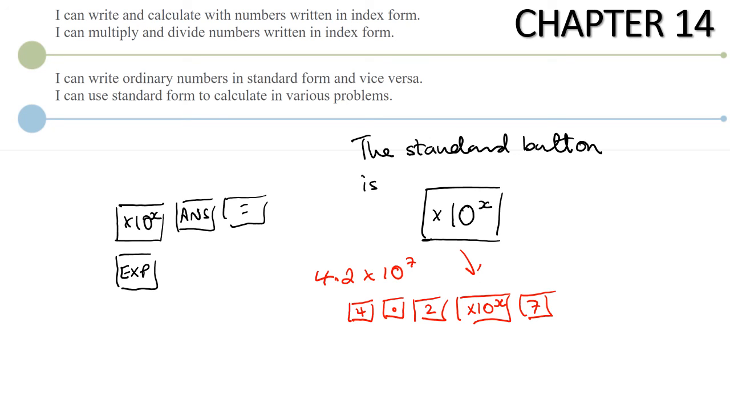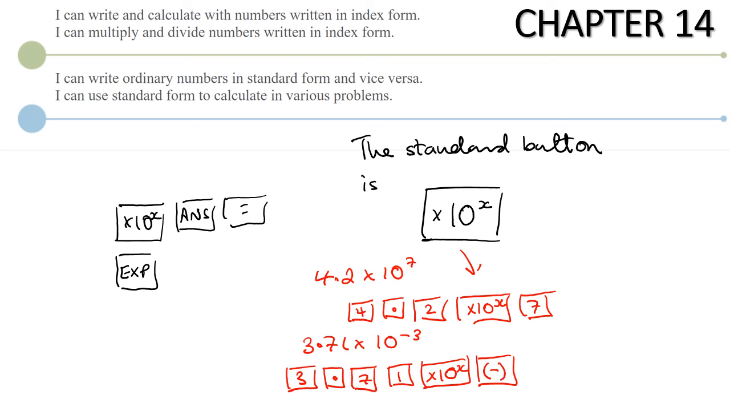Okay. If I had something like 3.71 times 10 to the power negative 3, then I would type in 3.71 like this, then the standard form button. So I don't need to do times or 10 or anything like that, and then the power. So I'd have to press the negative button there and then the 3.